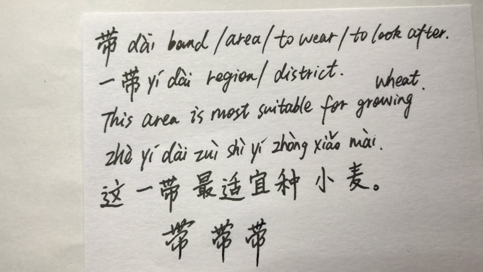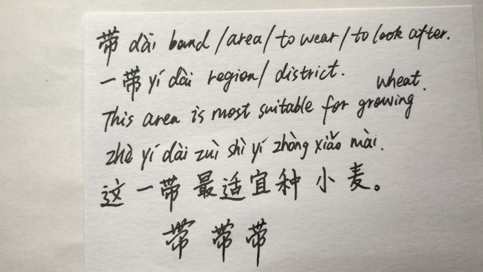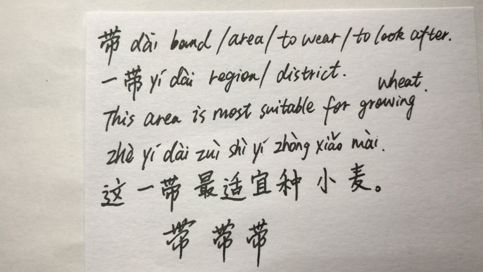Dai, band, area, to wear, to look after. 一带 region, district. This area is most suitable for growing wheat.